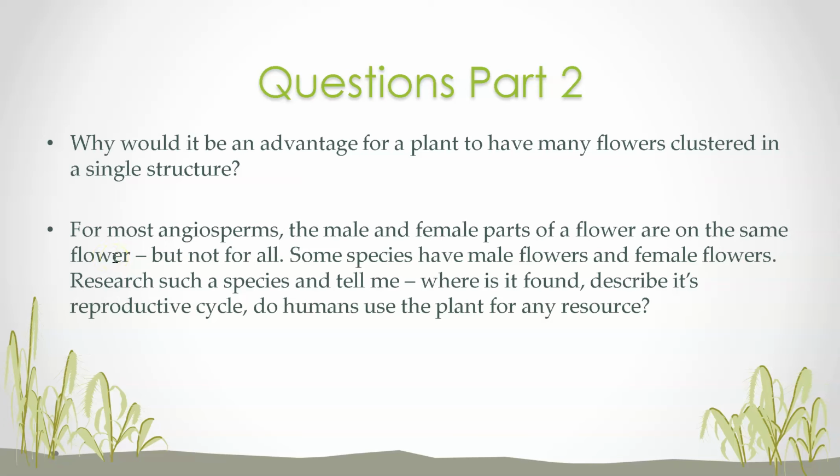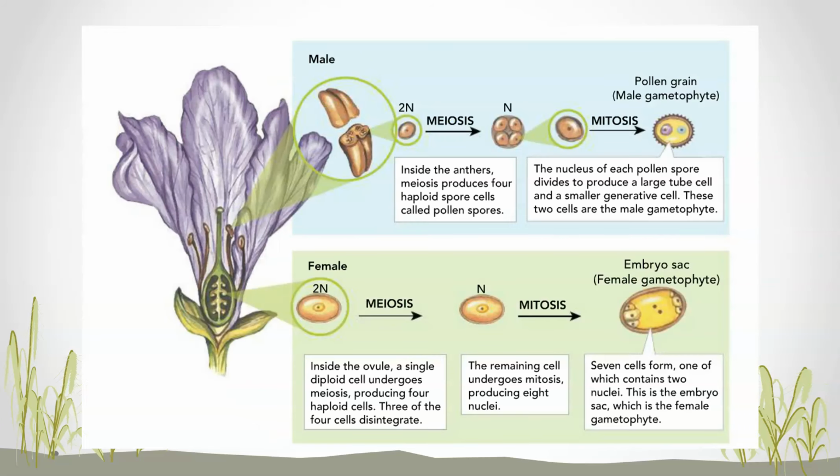For most angiosperms, the male and female parts of a flower are on the same flower, but not for all. Some species have separate male flowers and female flowers. So research such a species and tell me where it is found. Describe its reproductive cycle, and do humans use the plant for any resource? So here's a general reproductive cycle for an angiosperm.